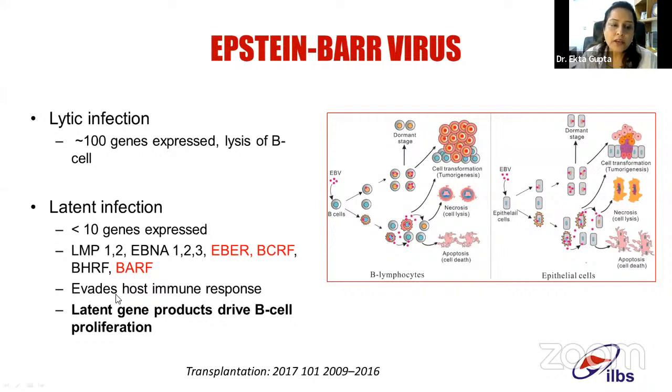Now, these factors only can lead to B cell proliferation. So here there is no damage to the cell. However, the B cells themselves start proliferating, and then abnormal proliferation starts and tumor formation occurs. So there is no damage to the cells like in lysis. It's only replication leading to cell transformation and tumor formation. This is what is known as post-transplant lymphoproliferative disorder.